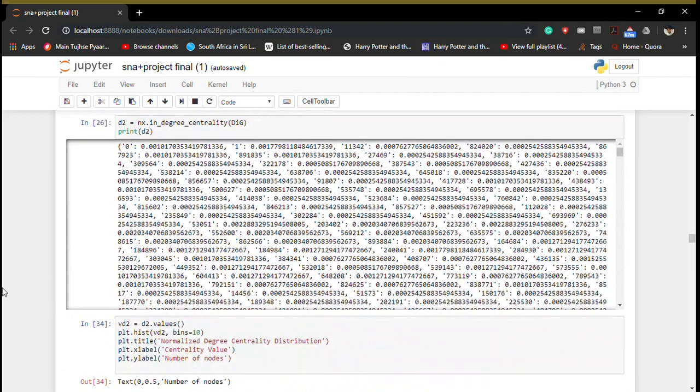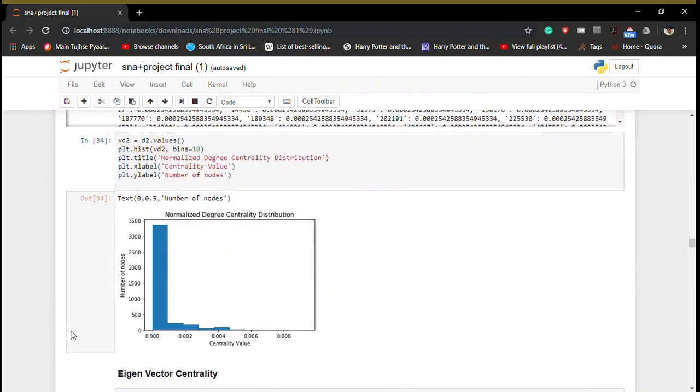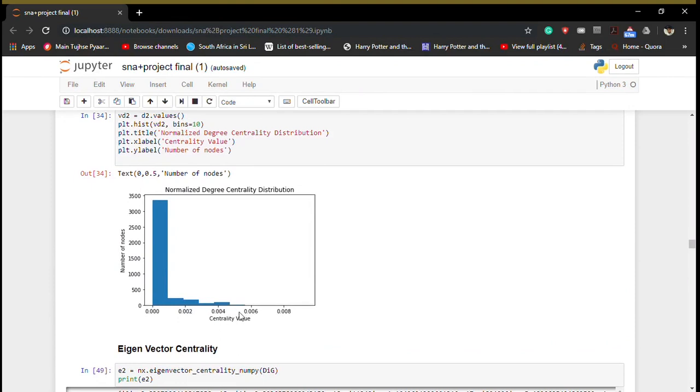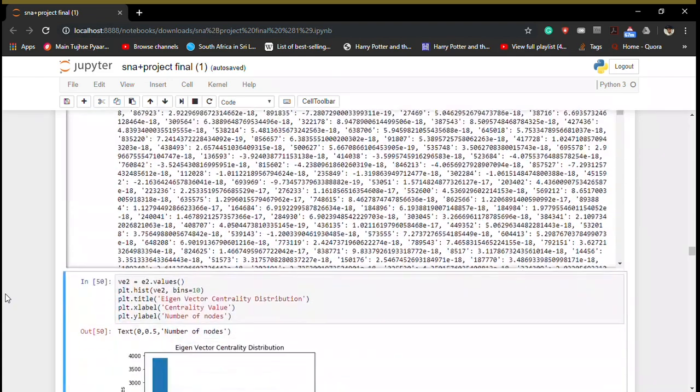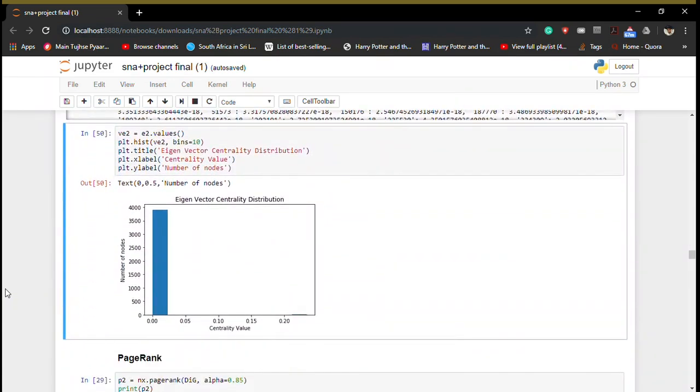Firstly, we have calculated degree centrality and we can see that more than 3000 nodes have centrality value around 0 and only a few of the nodes have value around 0.006. That means that most of the nodes have very few connections or references to other web pages. Next we calculated eigenvector centrality and we see that around 4000 nodes have centrality value around 0 and only a minute few of them have values more than 0.20.